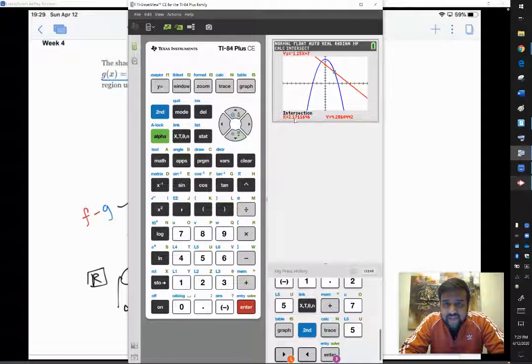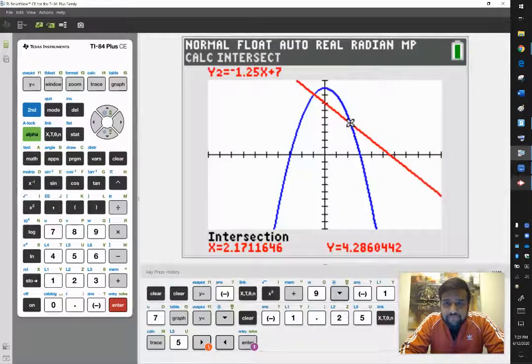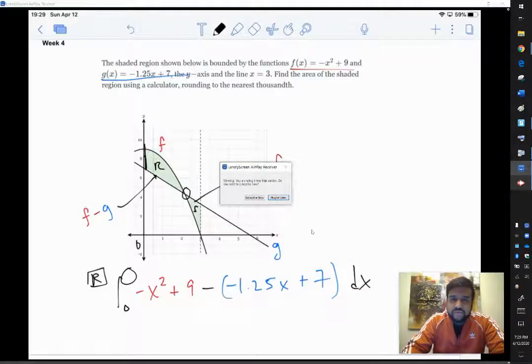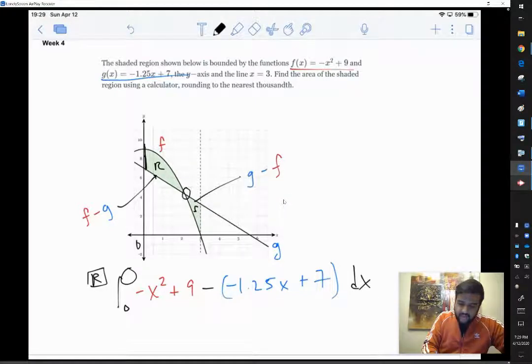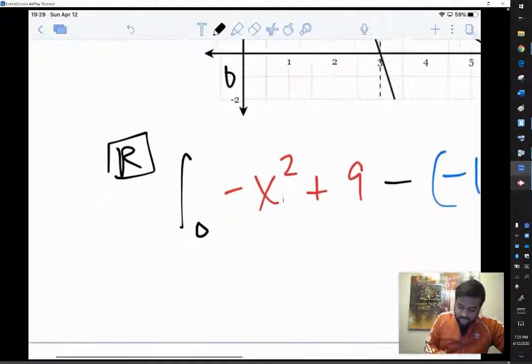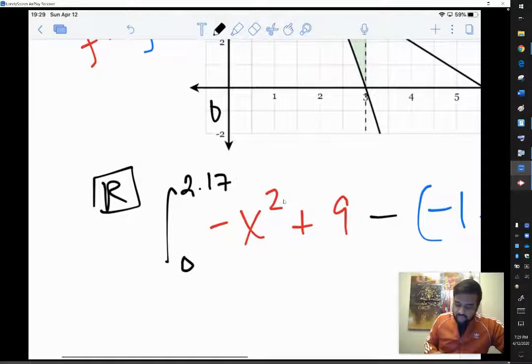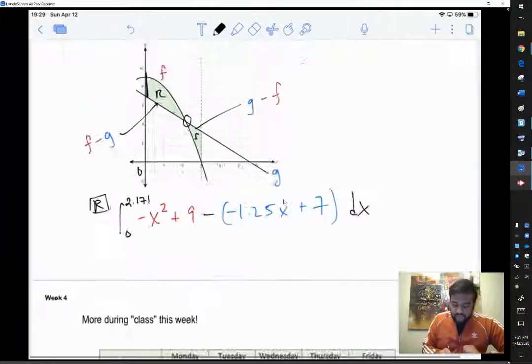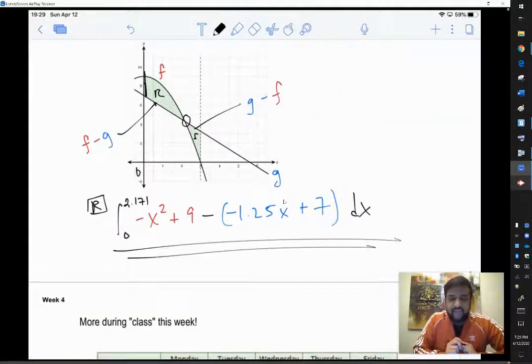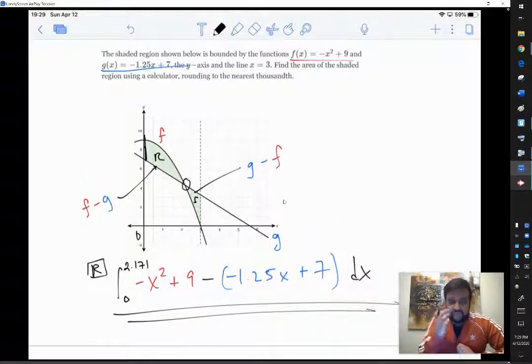The intersection point has an x value of 2.171. So we now know that this is 2.171. So we're going to go ahead and find this integral. Doing it by hand is pretty tough, but we're going to use the calculator to make this a lot easier because we're allowed to in this problem.